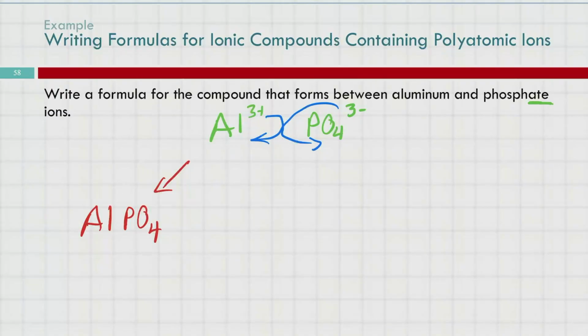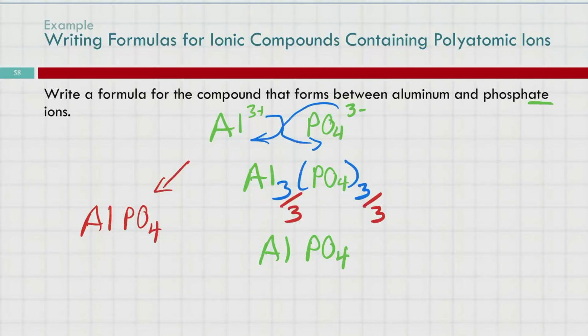If we crisscross, we'll get Al3(PO4)3. That's different than what we got just by combining them 1-to-1. What do we need to do? Can we simplify? We sure can simplify, and in this case we have to simplify. So we divide both of those subscripts by 3, and we would still end up with AlPO4. In this case, it's crucial that we do that simplification, otherwise it's wrong.